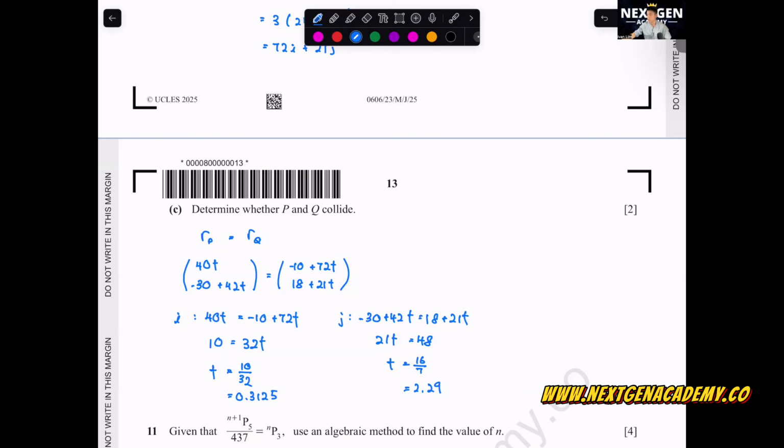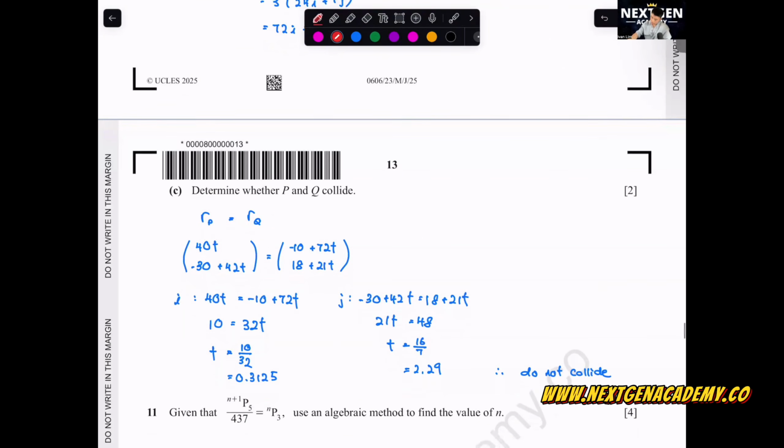So you find both the t. Therefore, you can just write do not collide. If it collides, the t will be equal to each other. You can write a remark here: if collide, both t are equal. So main thing, remember the position vector formula first before you even try to do the other questions.